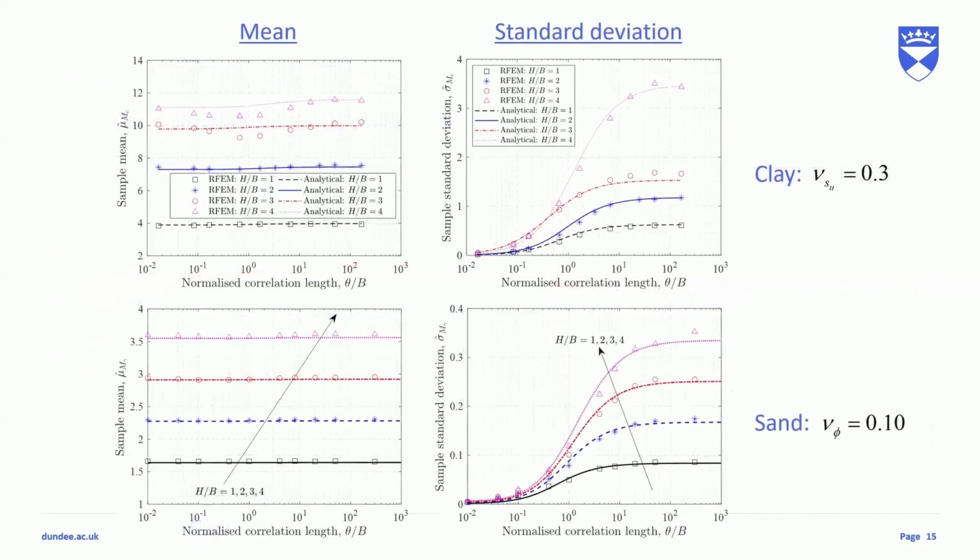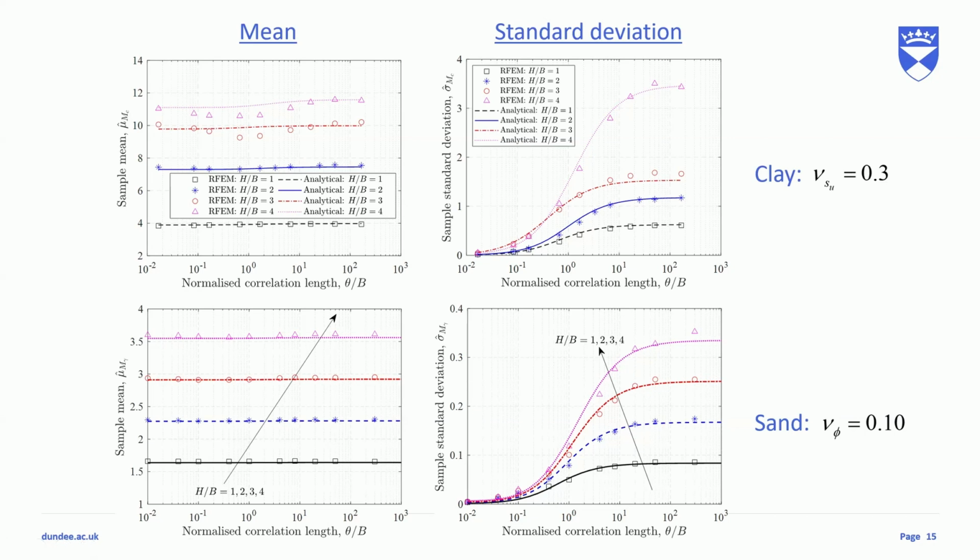And those are some results. Here are the mean and standard deviation. The first column is the mean, the second column is the standard deviation, the first row is the clay, and the second row is the sand. I just put one coefficient of variation for clay, 0.3, which is the intermediate value. For phi, the same intermediate value, 0.1. And you can see that the mean value of the pull-out capacity, for both clay and sand, doesn't really get affected. Now, I have to mention that the horizontal axis is the normalized correlation length.